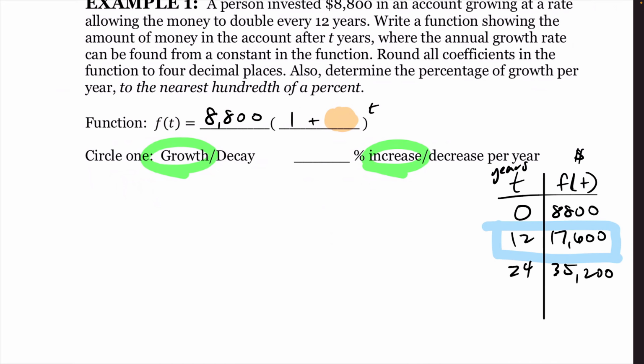Because what they have told me is that if I plug in 12 years, I better have $17,600. If I plug in 24 years, I better have $35,200. That has to be true, right? So what I'm going to do is take those things that I know and plug them back into my quasi function. It's not a real function yet because I don't know what R is. So instead of f of t, I'm going to use 17,600.